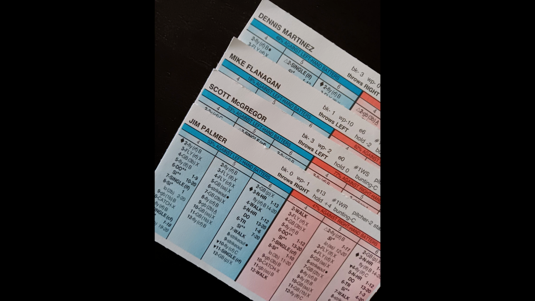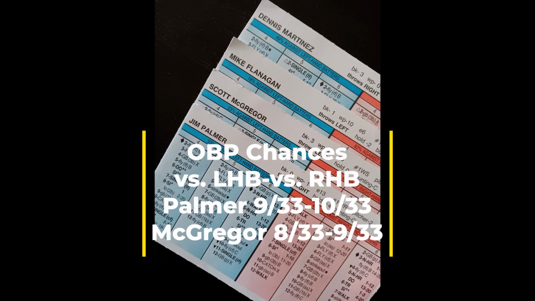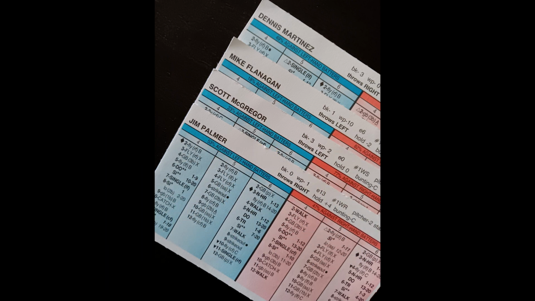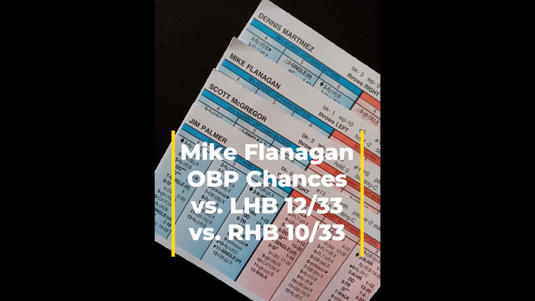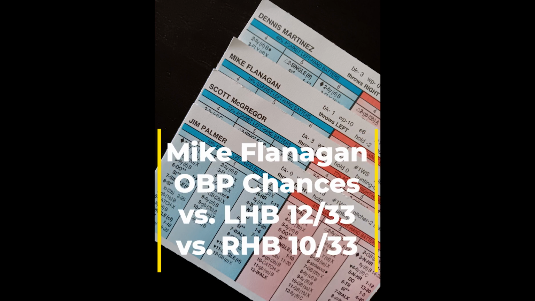And I'm going to show you the numbers first for Scott McGregor and Jim Palmer versus lefties and versus righties. Their on base chances, you see those numbers check out very good. Mike Flanagan in 1980, he definitely had a little bit of a down year compared to especially what he did in 1979 when he won the Cy Young Award. Those numbers are a little bit high there, but it's still a very manageable card, especially when you consider the fact that he was basically the number 4 starter on that team.